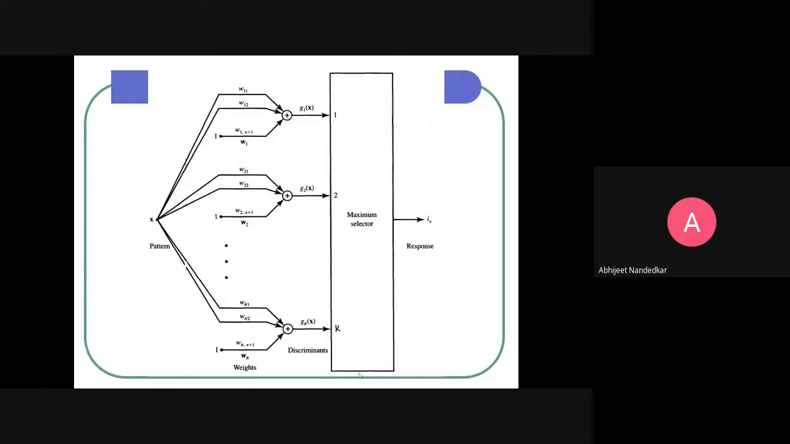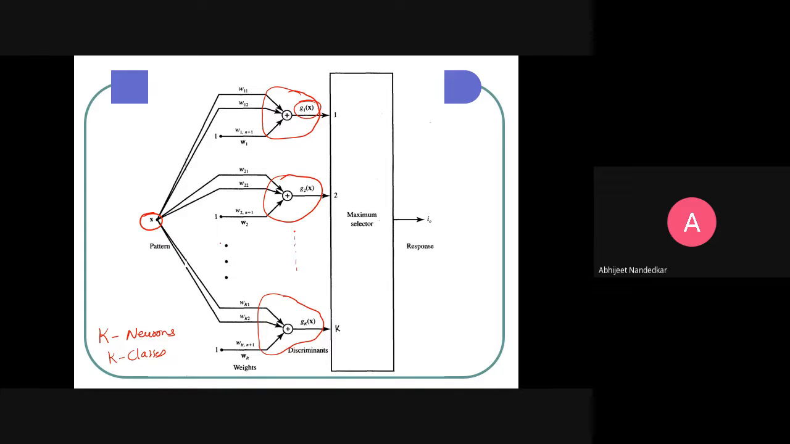Now how do I implement this? You can see this diagram. This is my input pattern X, and this is one neuron kind of a thing which is implementing g1(x), this neuron is implementing g2(x), and so on up to gK(x). So there are so many neurons. How many neurons? There are K neurons. Why? Because I want to learn K classes.